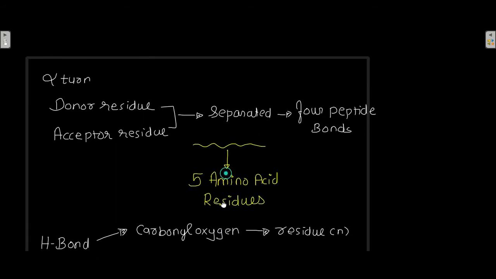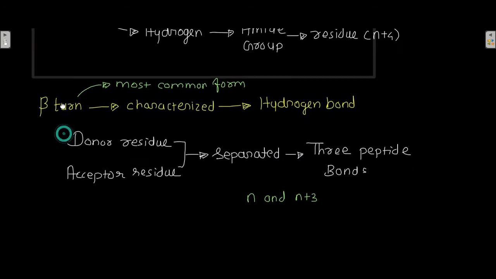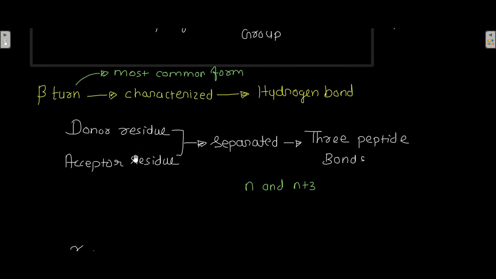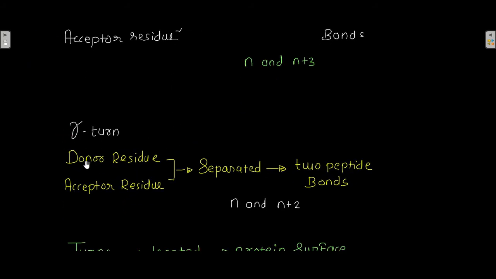You have the alpha turn, in which the donor residue and acceptor residue are separated by 4 peptide bonds. Then you have beta turns, in which they are separated by 3 peptide bonds. And you have the gamma turn, in which the donor residue and the acceptor residue are separated by 2 peptide bonds.